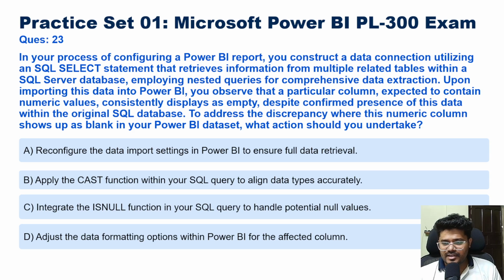To address the discrepancy where this numeric column shows up as blank in your Power BI dataset, what action should you undertake? Option A: reconfigure the data import settings in Power BI to ensure full data retrieval. Option B: apply the CAST function within your SQL query to align data types accurately. Option C: integrate the IS NULL function in your SQL query to handle potential null values. Option D: adjust the data formatting options within Power BI for the affected column. So yeah, these are your four options.